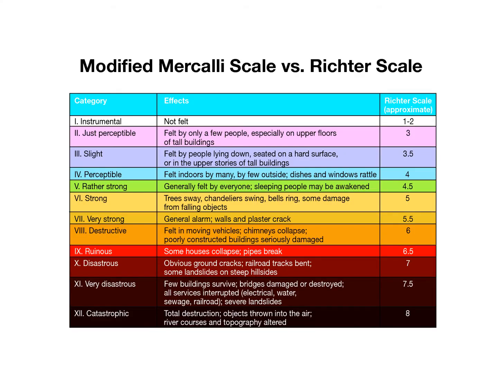Here's another image showing the difference between the Mercalli and the Richter scale. If you look, a level 1 on the Mercalli scale is a Richter 1 to 2, and a 2 on the Mercalli scale is a 3 on the Richter scale, and it just goes up from there. The Richter scale ends at an 8, whereas it's a 12 on the Mercalli scale.